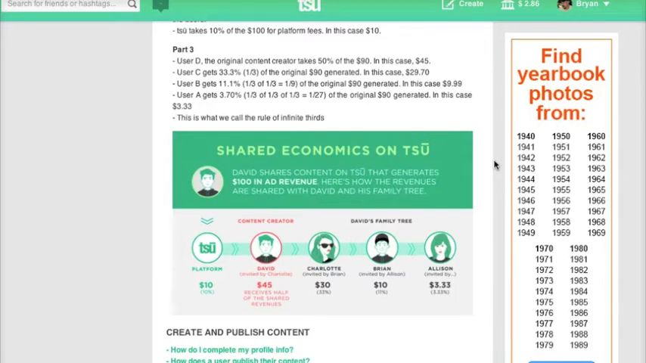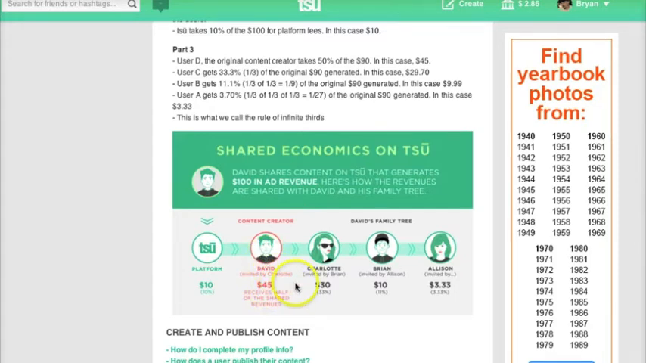So in this example, this gentleman that you speak of is David. He shares content on the network that generates $100 in ad revenue. So this is how the breakdown continues. It goes from David down to Tsu. We said that Tsu takes 10% and the other 90% is shared to the users. So there we go, Tsu gets their 10%. What do we have left? Well, we have $90. How is that distributed? The original creator of that content that made that $100 gets half of the $90. So there's his $45.